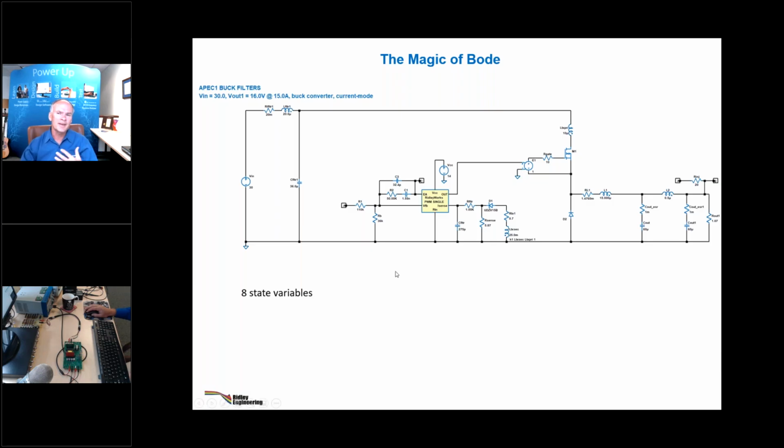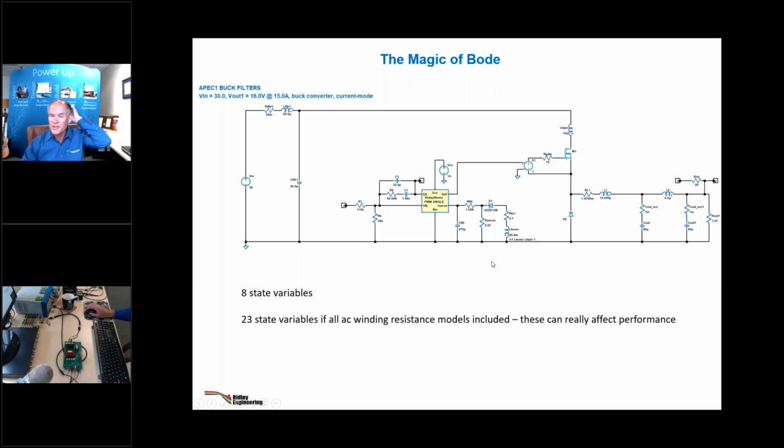If you want to get deeper into this and you start modeling magnetics, some of you will have seen our magnetics presentations in the past. You'll know that if we want to include the winding loss of the inductor, and maybe the core loss of the inductor as well, we add a whole bunch more states to it. So adding AC winding resistance models, you've got 3 inductances in there, and they can really affect the small signal performance.